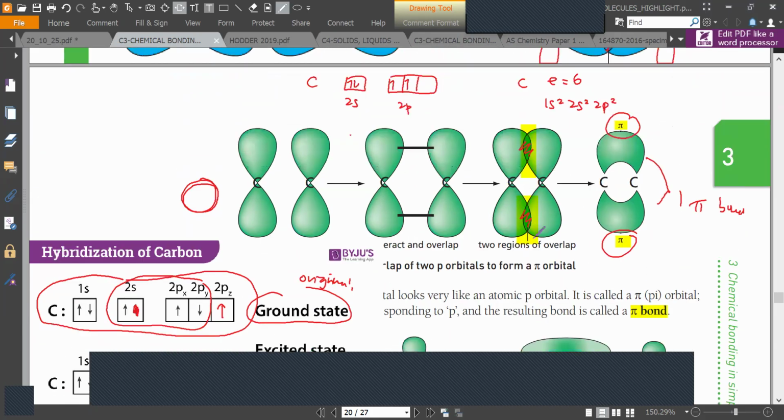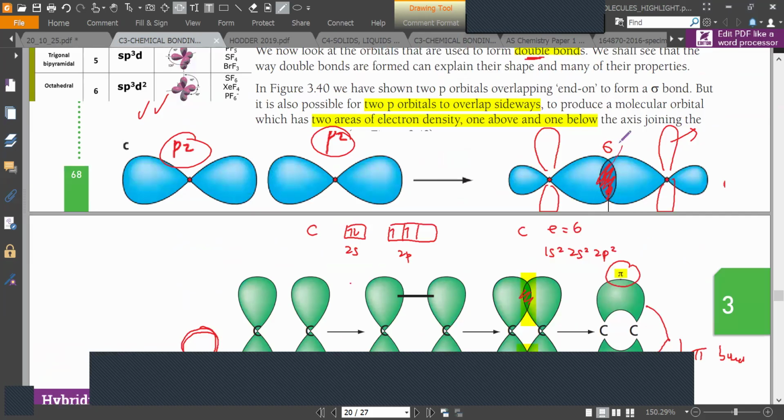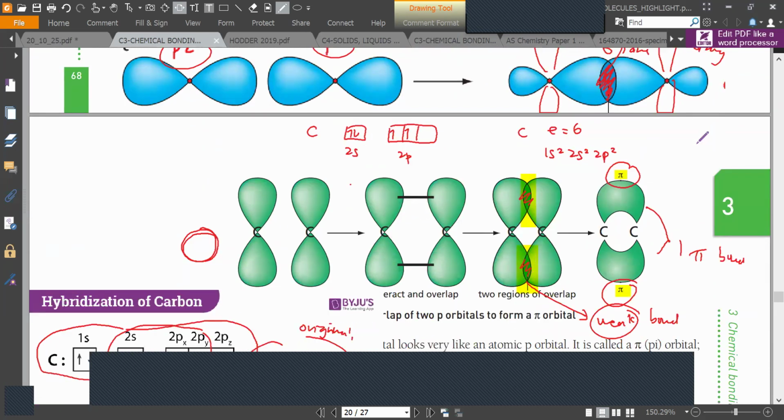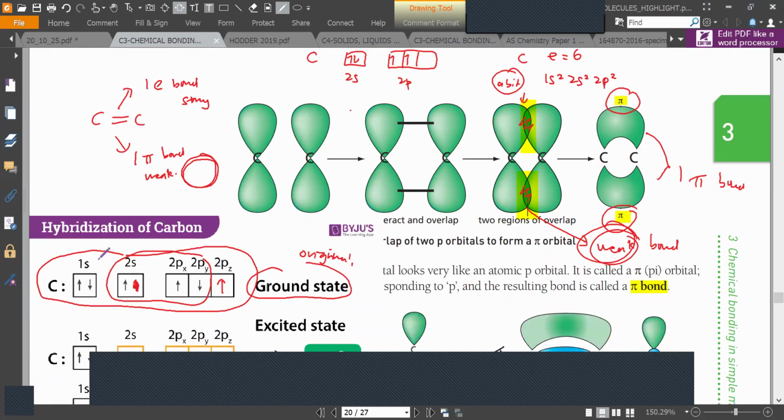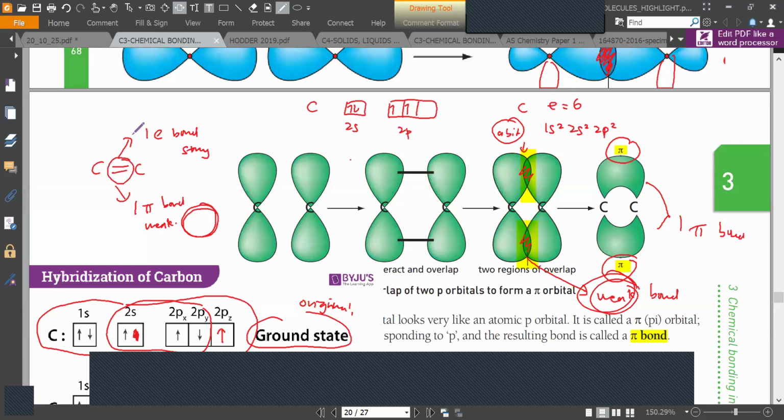Normally we say that this is a weak bond. For the sigma bond, the overlap is a large area, so this is a strong bond. For this one, it's just a bit of overlap, so this is a weak bond. So this double bond is actually made of one sigma bond, which is strong, and one pi bond, which is weak. That is the idea. Before we thought these two bonds were the same, but actually they are not: one sigma strong bond, one pi weak bond.